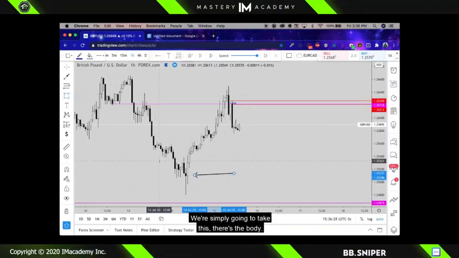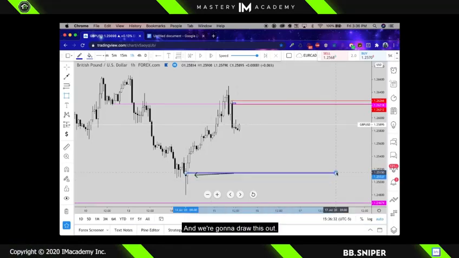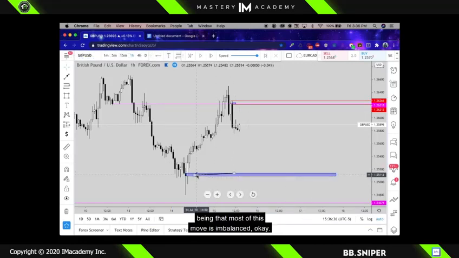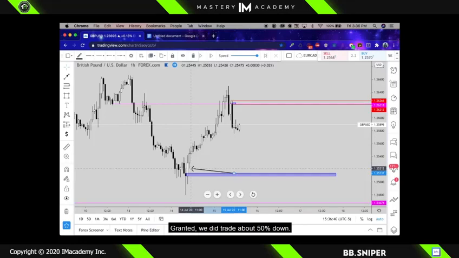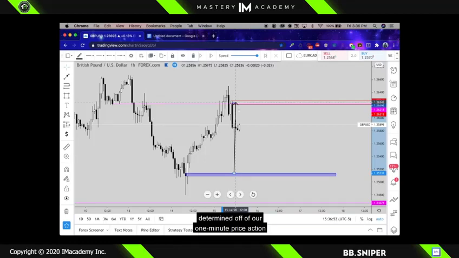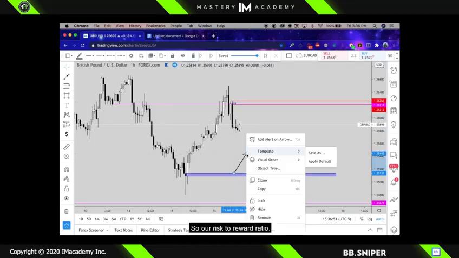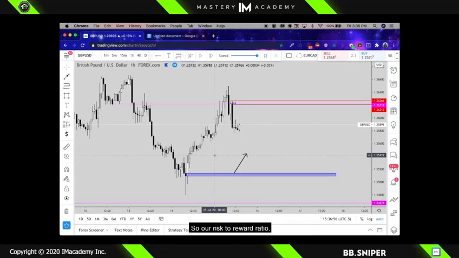We're simply going to take this, there's the body, and we're going to draw this out. Okay, this is going to be my first target, being that most of this move is imbalanced. Okay, granted we did trade about 50% down. I'd like to see us trade back into this area once more though. So looking to execute up in here, stop above the high, 5 pip stop determined off of our 1 minute price action to bring it back down here. So our risk to reward ratio.